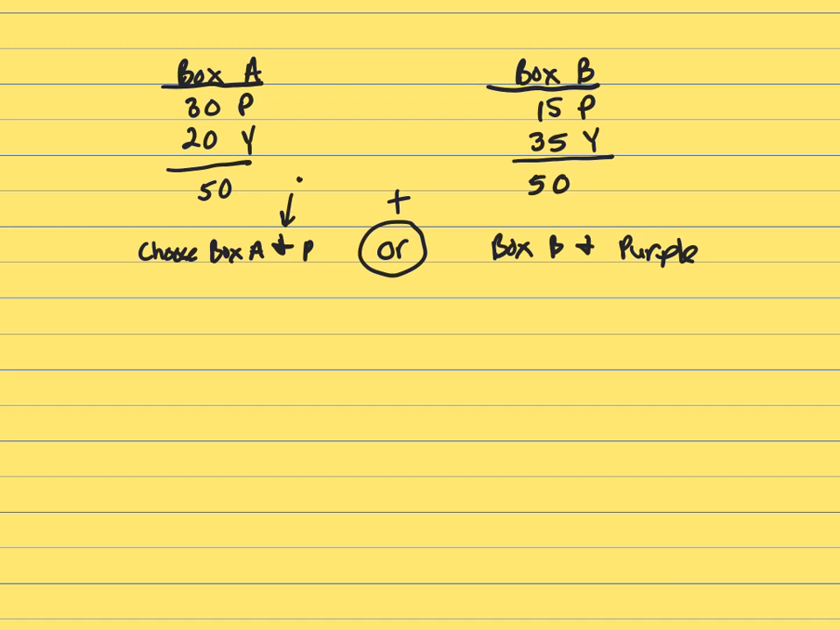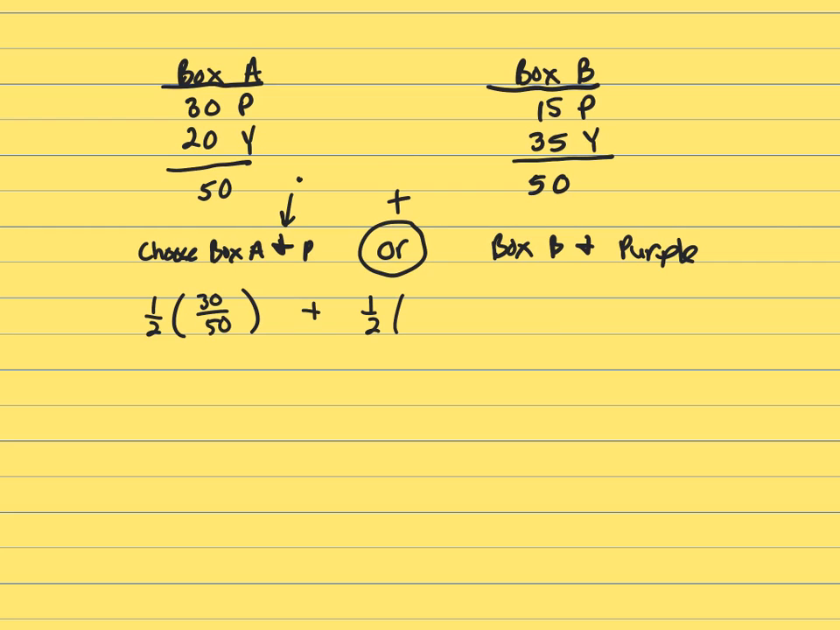So what's the probability you choose box A? Well, 1 out of 2, you've got 2 boxes. So 1/2. And what's the probability that you choose box A and it's a purple? Well, that would be 30/50. Plus, what's the probability you choose box B? That's going to be 1/2, because you only got 2 boxes, so 1 out of 2.